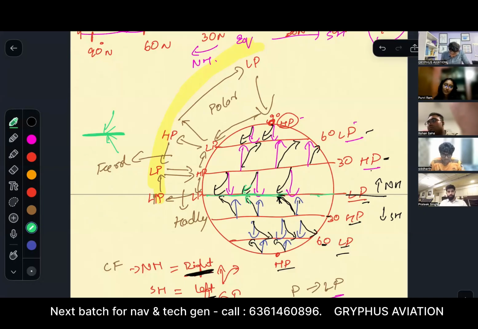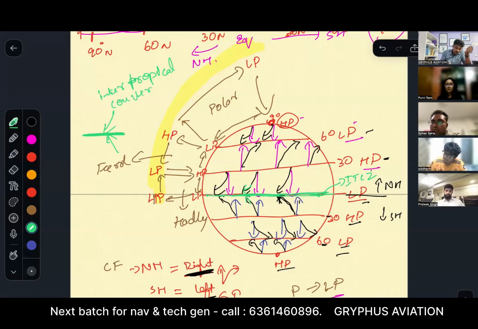This zone, wherever they are converging, is called ITCZ, Intertropical Convergence Zone. Intertropical because both of them are in the tropics itself, 0 to 30 degrees north, 0 to 30 degrees south. So if your college does sports, then it's inter-college or inter-university; same like that, intertropical, because they are converging. That is why we call it convergence zone, Intertropical Convergence Zone.